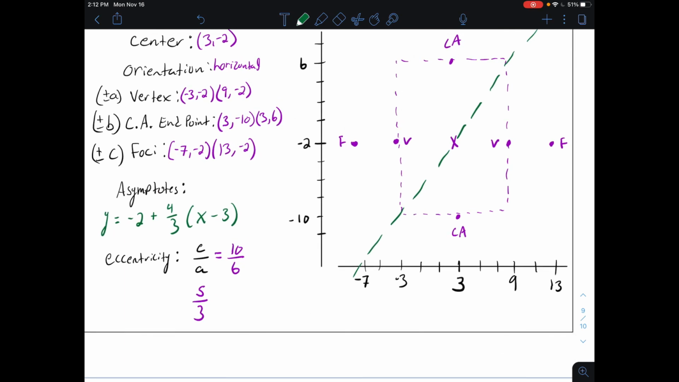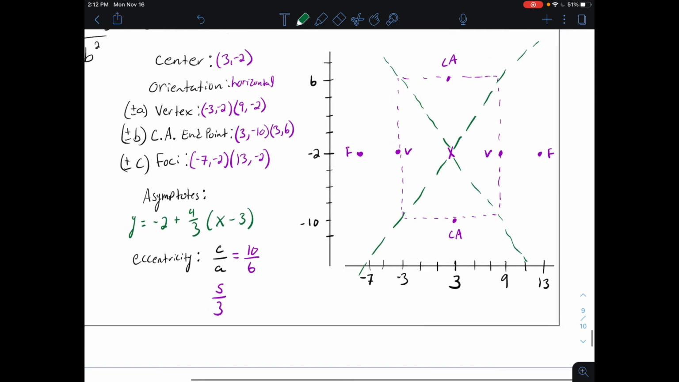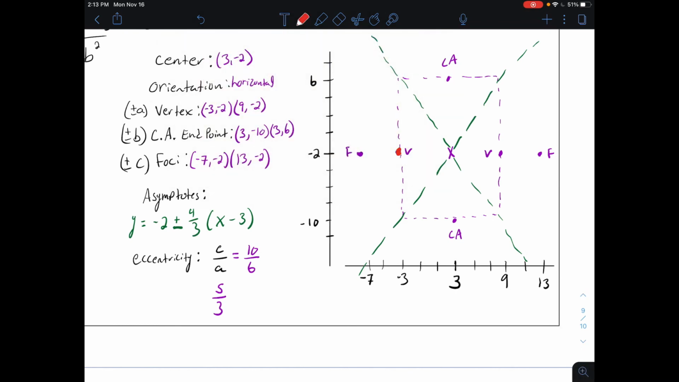Now for the other asymptote, the other diagonal, we'd start at our center and work our way up to the top left corner, which would be the same ratio, up b over a, but in this case it'd be negative. So I could just say our asymptotes are y = -2 plus or minus 4 over 3 times x minus 3. Now that we have our asymptotes, we can draw our curve. We start with our vertex, and then we make our hyperbola go towards the asymptotes, because that's what's going to bound the ends of our hyperbola.